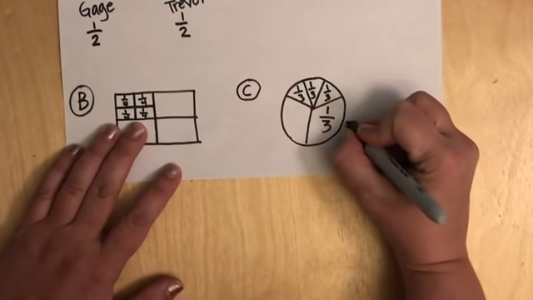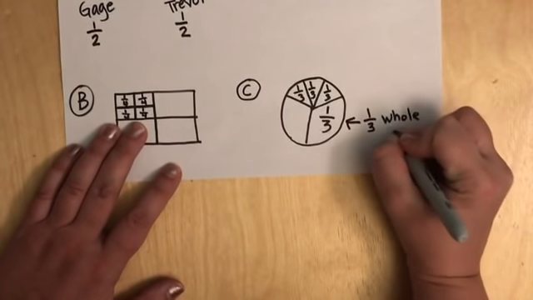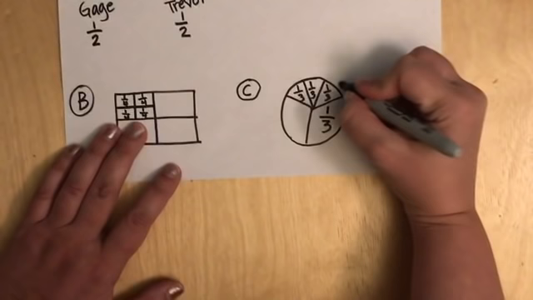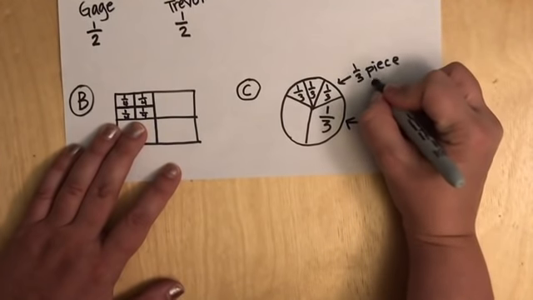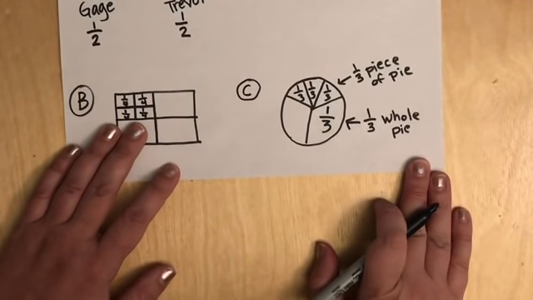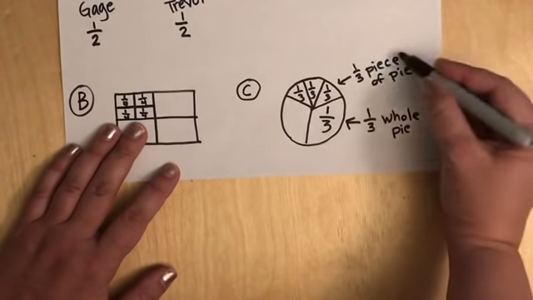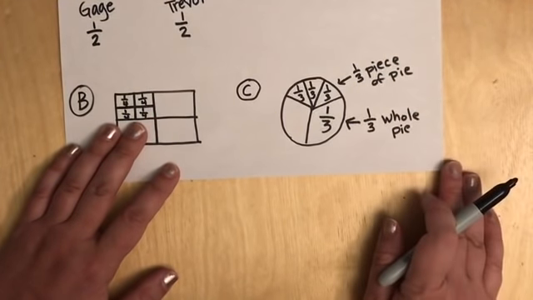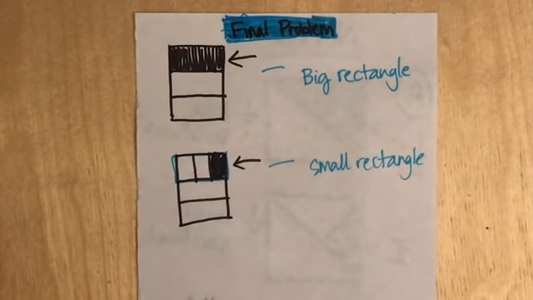So this would be 1/3 of the whole pie, and this is 1/3 of the piece of pie. So we could use 1/3 to describe both, but our units are different. Our whole is different.